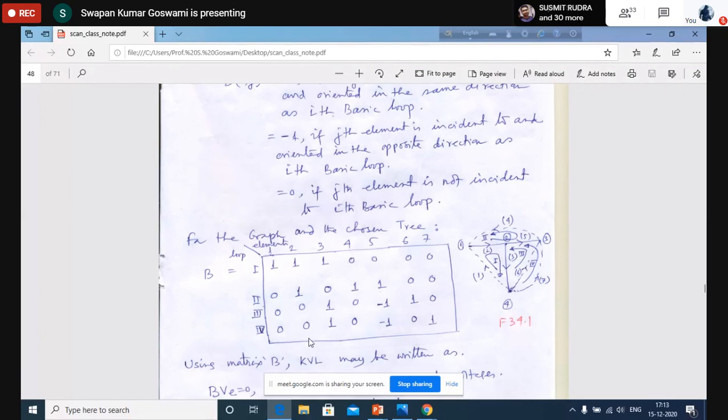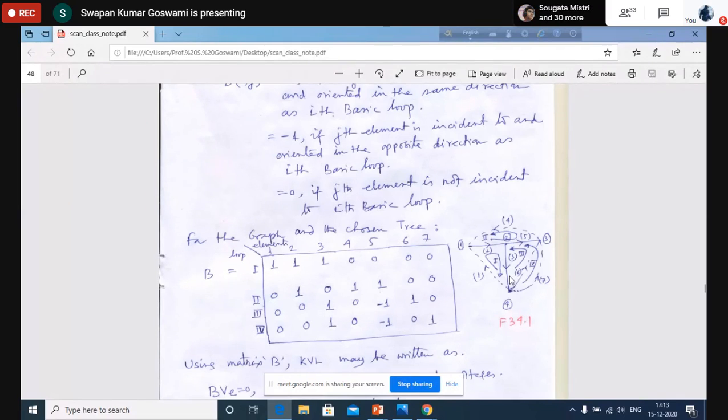Then element 3 is again a tree branch, so it may take part in more than 1 loop. It is taking part in loop 1, loop 3, and also in loop 4. In loop 1, the direction is same. In loop 3, the direction is same. In loop 4 also the direction is same. That means in the first, third and fourth rows, the entry will be +1.